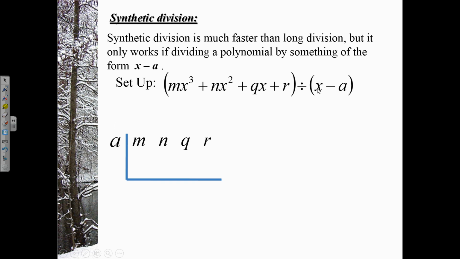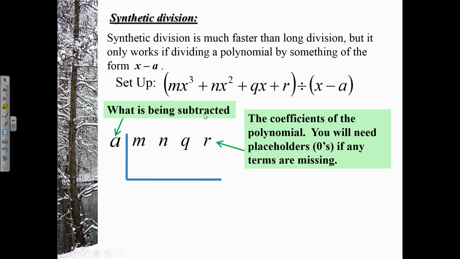When you're dividing by x minus a, you're going to put a here. If it were x plus a, you would put negative a. So it's always the opposite sign of this. You want to leave a space here. You're going to be writing some numbers, and then you want a space underneath here where you're also going to write numbers. So this value is what is being subtracted. These are the coefficients of the polynomial, and you need what are called placeholders, which I'll talk about in a second, which are zeros, if you're missing any of the terms.